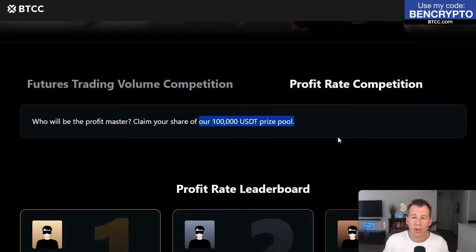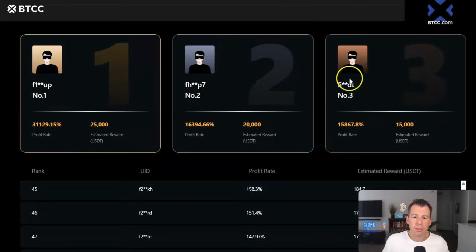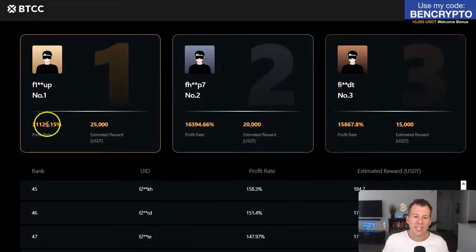So let's do the profit rate first. That obviously goes to the most profitable traders. Now the 100K USDT will definitely be given out. Here's the leaderboard right here. First place, this guy, he has a monstrous profit rate return of 31,000%. He will get 25% of the 100K prize pool if the competition were to end right now, so he'd get $25,000. Second place gets 20%, $20,000. It's currently this guy with a $16,000 profit rate.